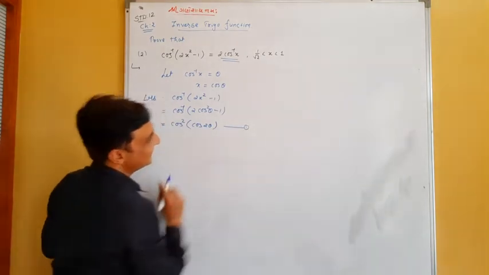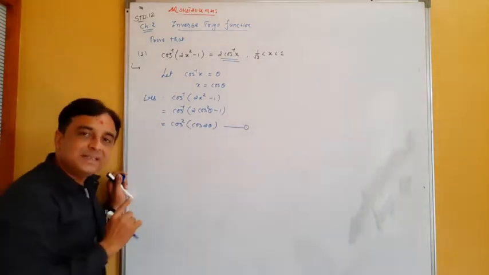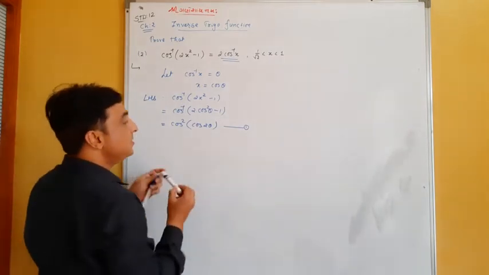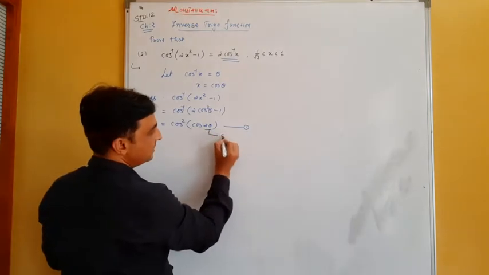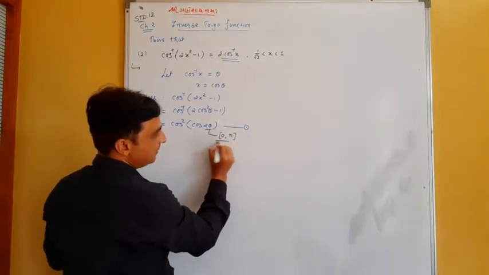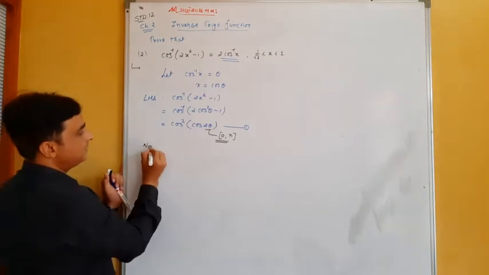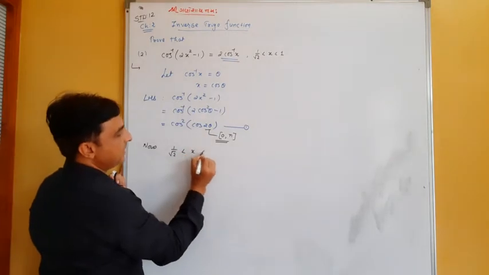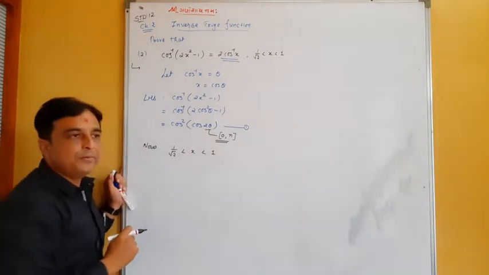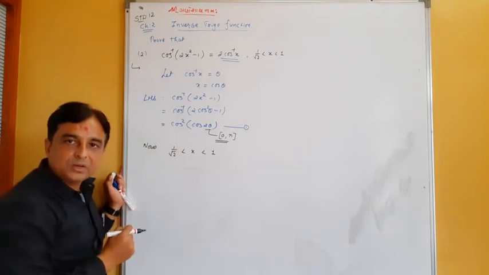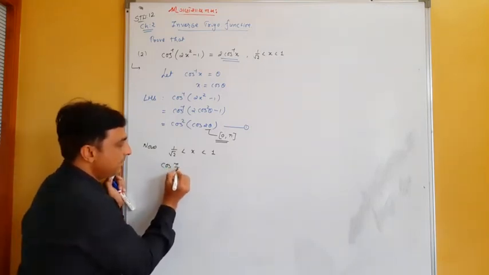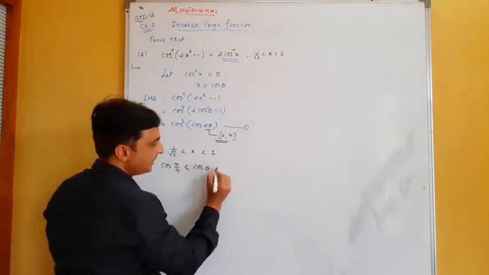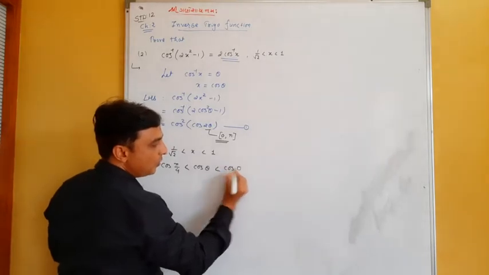Now stop here. We have to check now whether 2 theta is in the range of cos inverse. And what is the range of cos inverse? 0 to pi. Range of cos inverse is 0 to pi. We have to check this. So for that we have to use this condition, 1 by root 2 less than x less than 1. Now what is the value of 1 by root 2 for the function cos? Cos pi by 4 less than x, which is our cos theta, less than 1, and 1 is the value of cos 0.